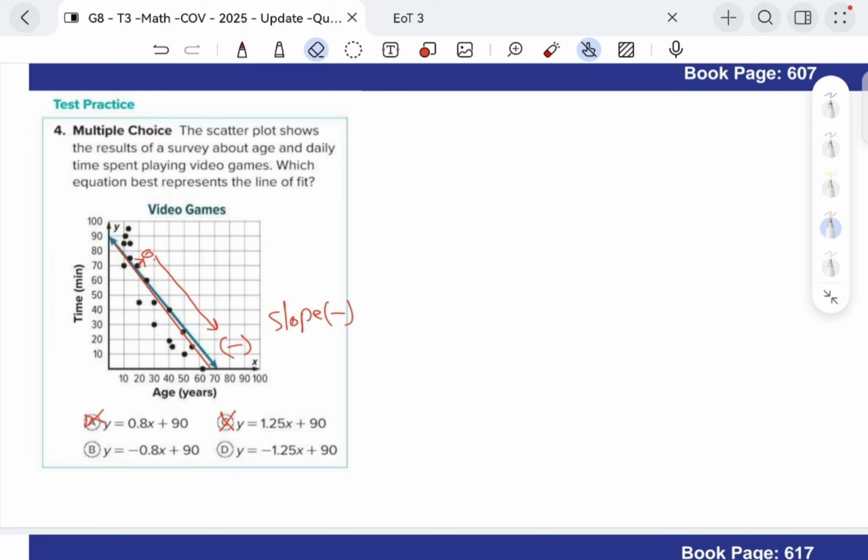Let's try to find the slope. Both of them have the same y-intercept, so let's try to find the slope. To find the slope, we need to find the rise over the run. Choose 2 points on the graph. I will choose this point and this point. This is the vertical change, the change in y. And here is the horizontal change, the change in x.